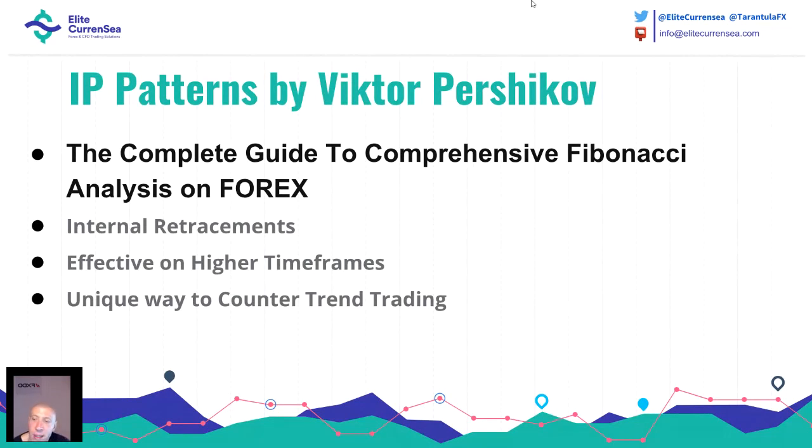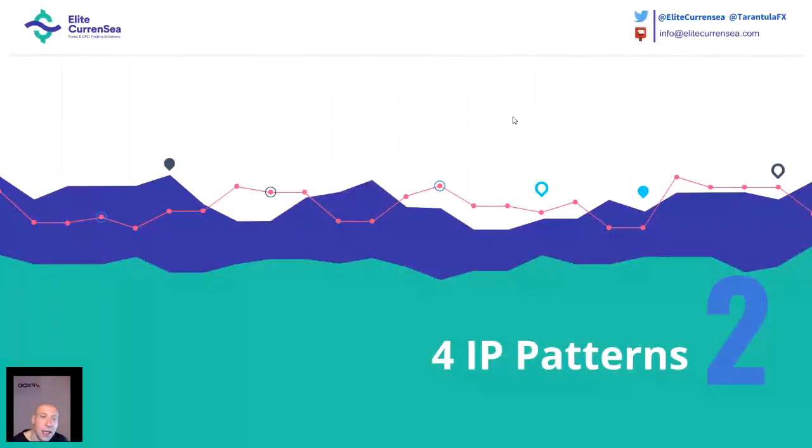This is a very unique way to trade counter trend because, as I said, it uses some non-standard Fibonaccis, where you can actually make pending orders with it. I will definitely cut to the chase and explain the most important things. So there are 4 IP patterns. We will call them IP1, IP2, IP3, and IP4.